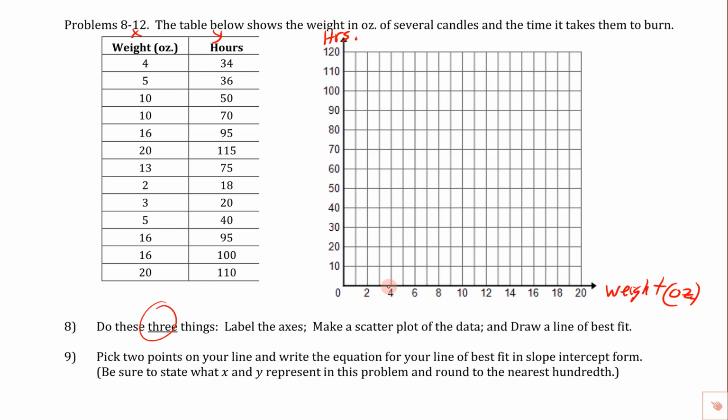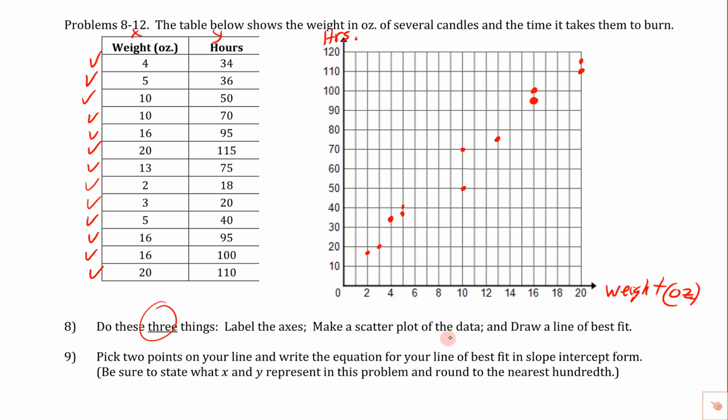So 4 and 34. Now this is 30 to 40, so 4 and 34 would be about right there. Okay, we got that one taken care of. 5 and 36, 5 would be right here. 36 would be a little bit higher than that one, and I'm going to go through and finish the rest of them. Here's the completed scatter plot. The only thing that was maybe a little bit interesting was there were 2 that were 16 and 95. So there's a 16 and 95 and another one. So I just kind of made that point a little bit fatter.